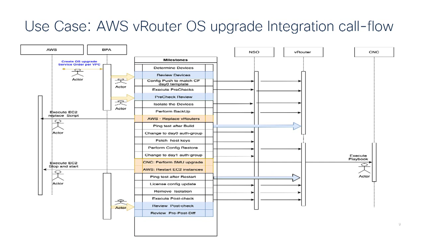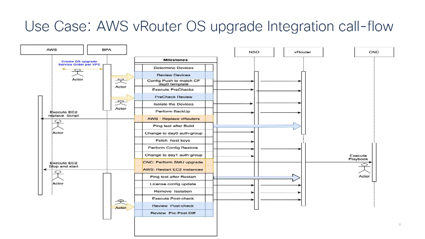Once that is done, there's a process where we need to stop and start the current EC2 instance, just to get a cleaner update in the smooth upgrade. This step takes around 10 minutes. Once we do that, we do another ping test to make sure that everything works fine.